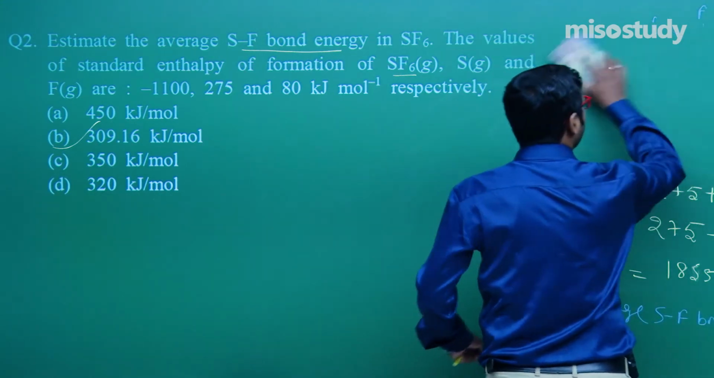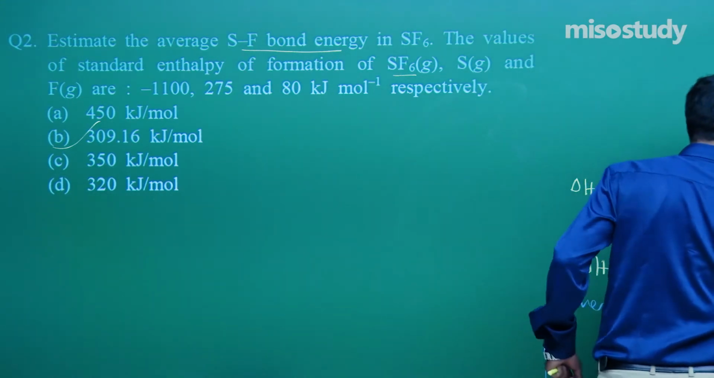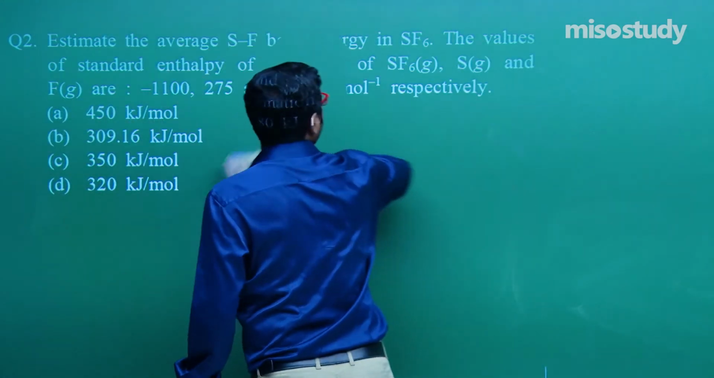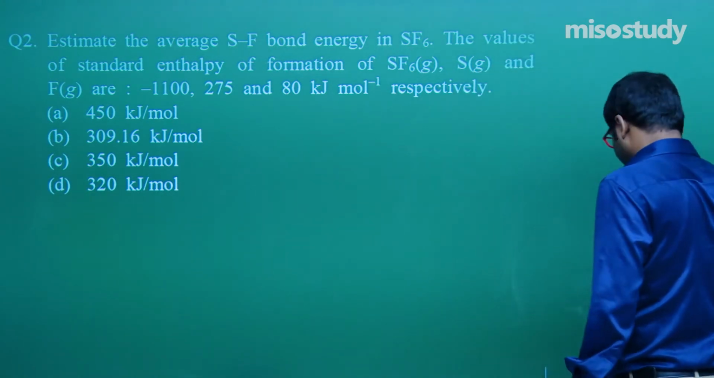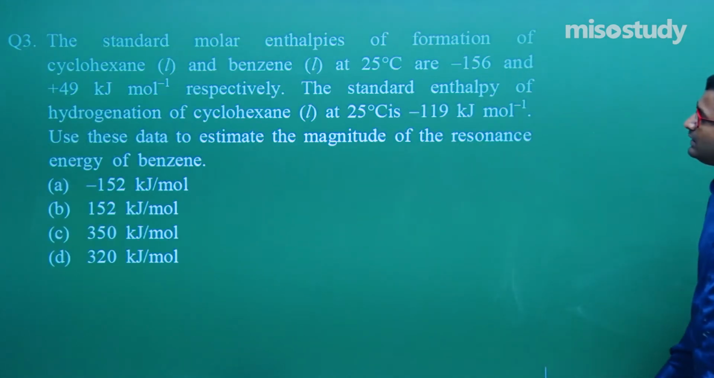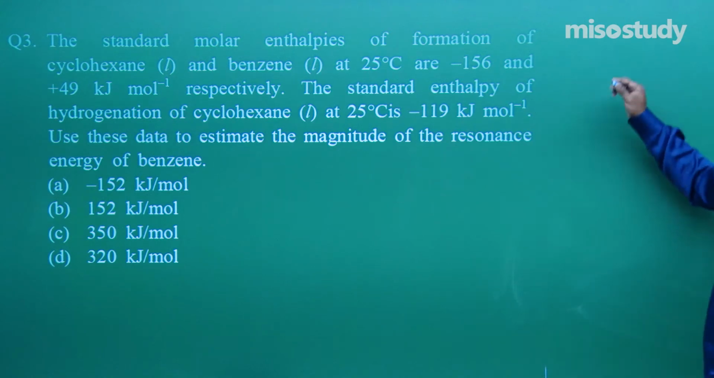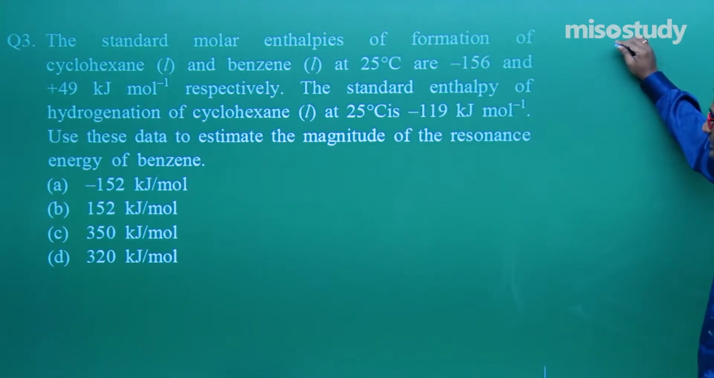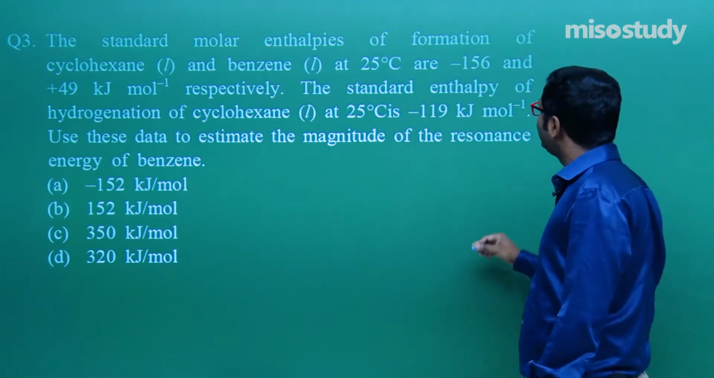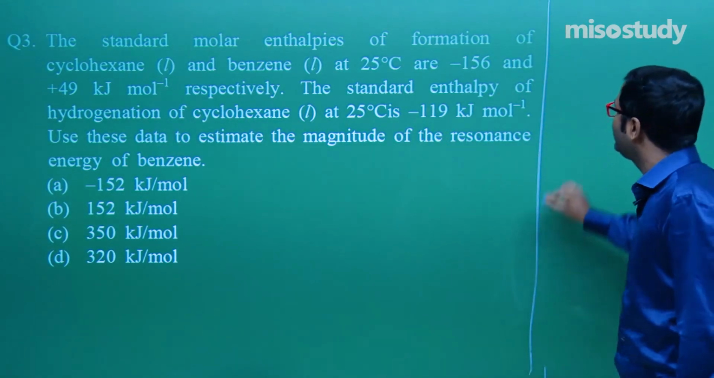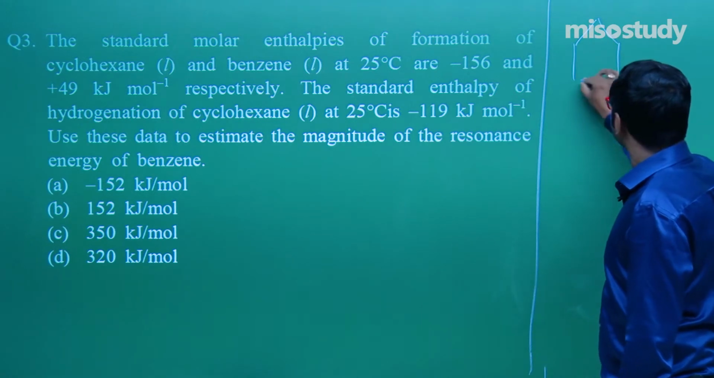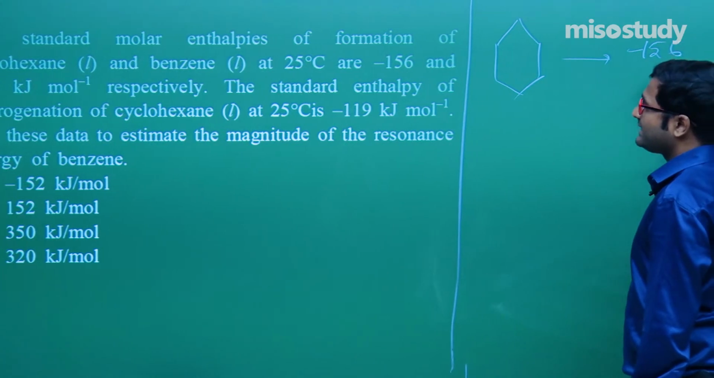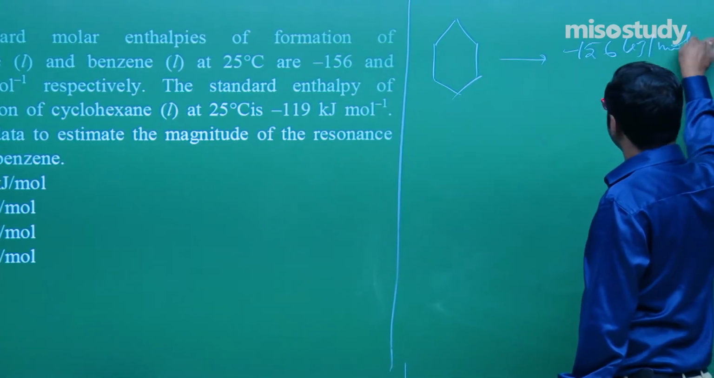Now I'm going to rub this part and we'll discuss the next one. Wait for a moment. Now, let's move to question number 3. The standard molar enthalpies of formation of cyclohexane and benzene. For cyclohexane, the standard enthalpy given is minus 156 kilojoule per mole.